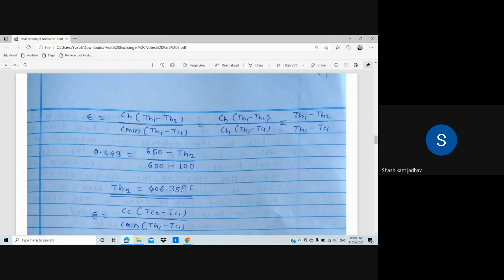And similarly we have to use the equation for the effectiveness when the cold fluid is there. So what is that equation? Effectiveness is equal to CC into bracket TC2 minus TC1 divided by C minimum into bracket TH1 minus TC1. So all of you put the values into this equation, and in this equation the only unknown quantity is TC2. So from this calculation we get the value of TC2 as 265.8 degrees Celsius. Okay, all of you do the calculation for TH2 and TC2. This is the outlet temperature for the counter flow arrangement.